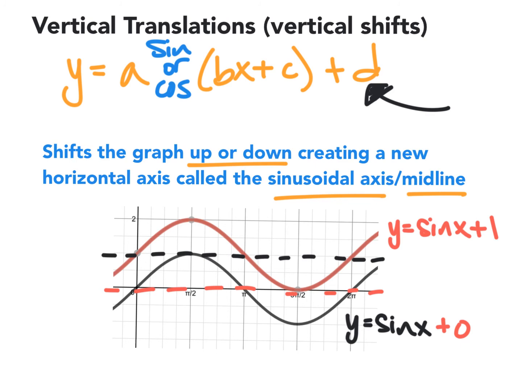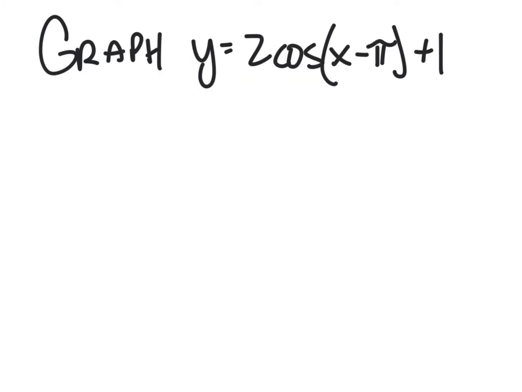So sine of x plus 1 has a midline at 1. So now let's graph one more function where we include a vertical translation as well. So let's graph y equals 2 cosine of x minus pi plus 1. Notice that there is no b, so I'm not going to have to factor out a b or anything.